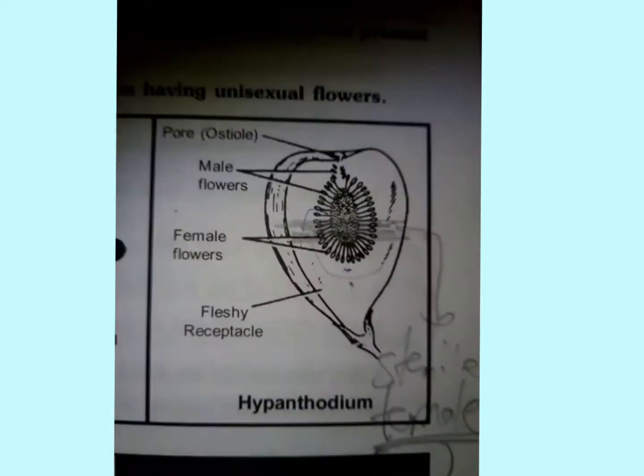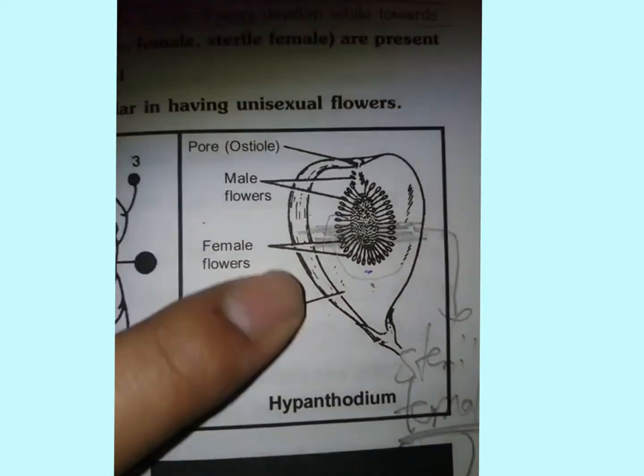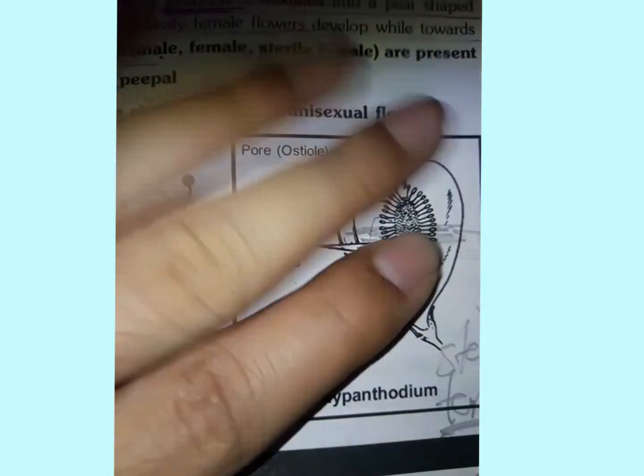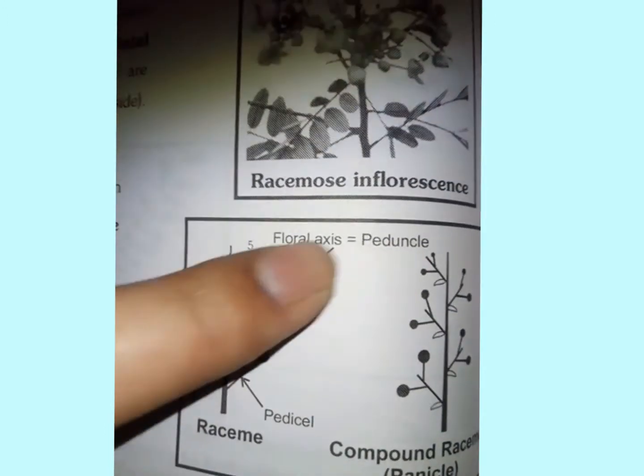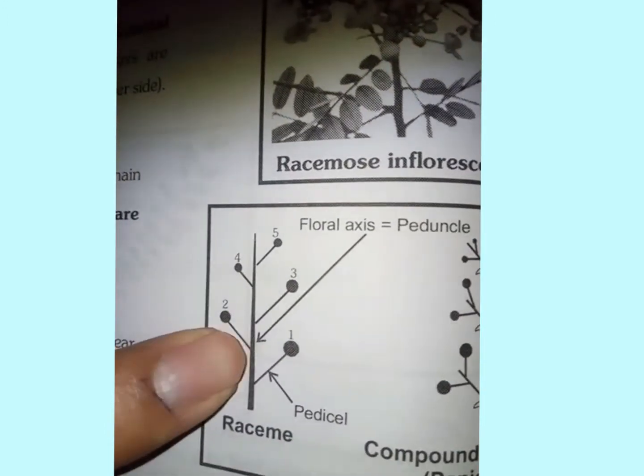Here you can see the structure diagram. Here's the structure diagram. This is a male flower. So basically, you can see the peduncle. This is a peduncle. The floral axis is a peduncle.